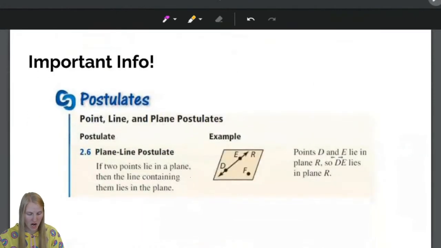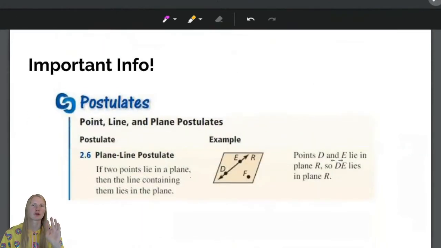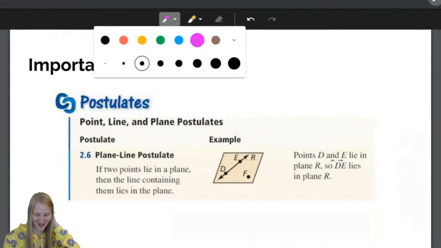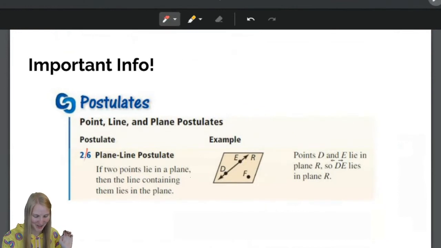Okay. I think there's 2 or 3 more postulates. I told you there was a lot. This is postulate number 6, and it is the plane line postulate. So now we're combining planes and lines. If 2 points lie in a plane, so D and E are in plane R, then the line containing them, line DE, is also in this plane.